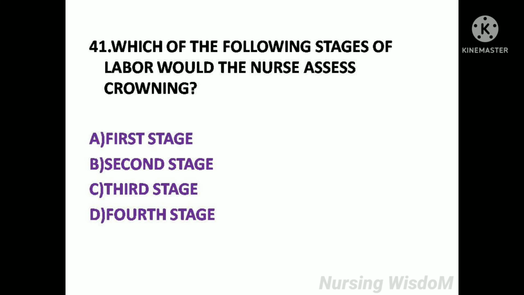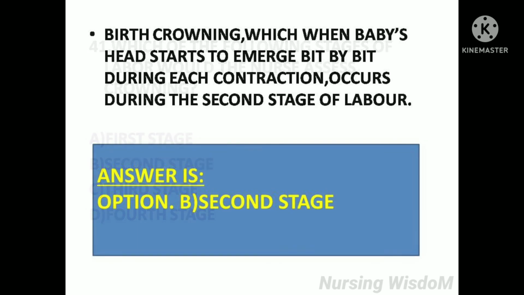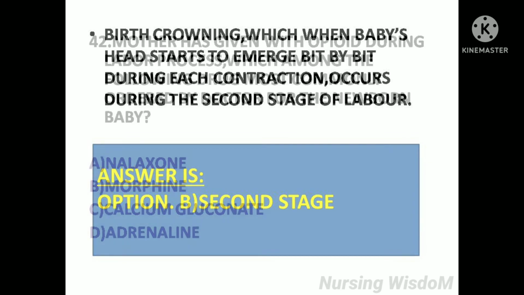Next question, which of the following stages of labor would the nurse assess crowning? Option A, first stage. Option B, second stage. Option C, third stage. Option D, fourth stage. Birth crowning, which is when the baby's head starts to emerge bit by bit during each contraction, occurs during the second stage of labor. So here the answer is option B, second stage.